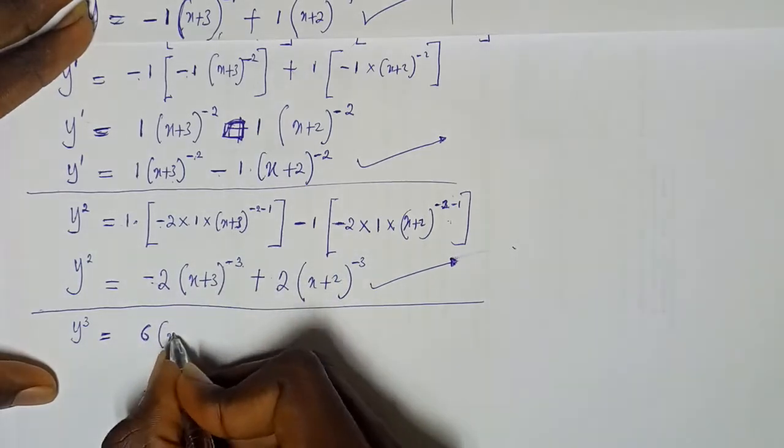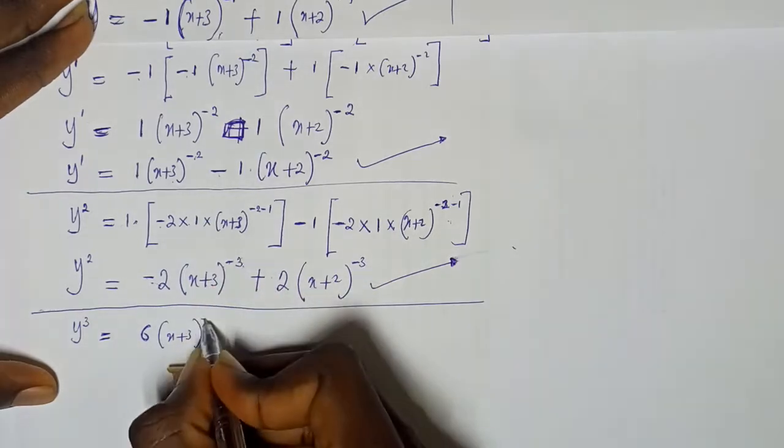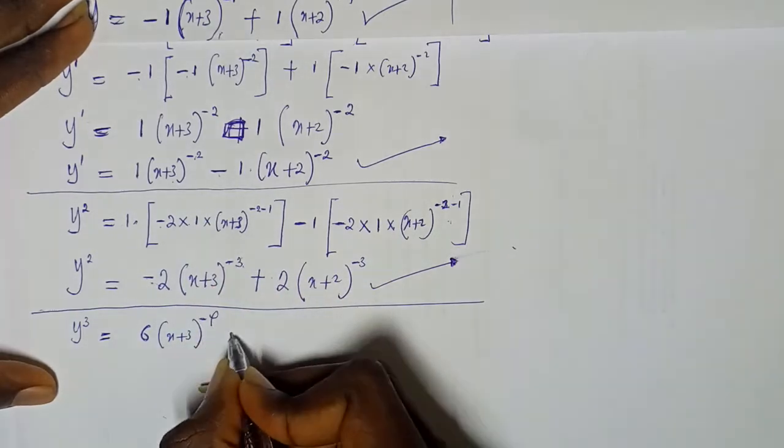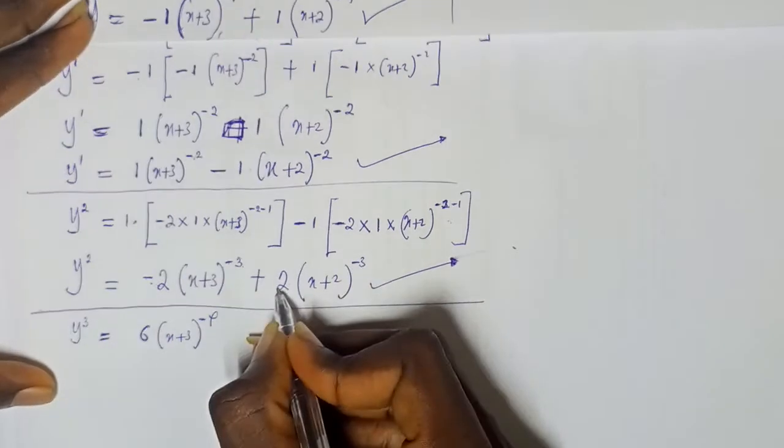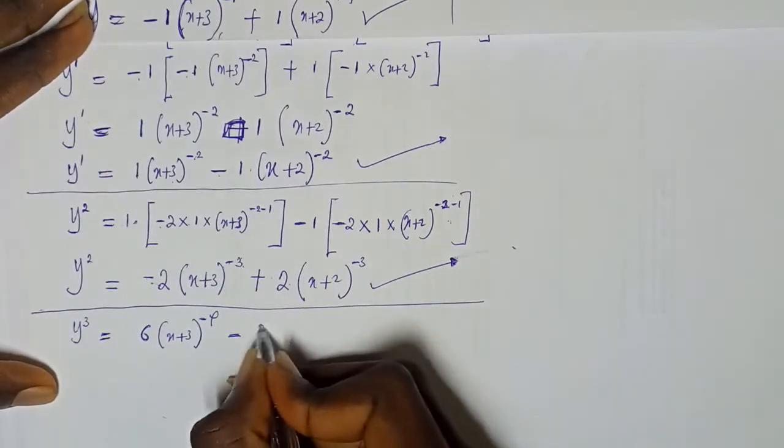Repeat everything back, which is x plus 3. Subtract 1, that's minus 4. Do you understand that? So that's how it works. Then the next thing here is minus 3 times positive 2. Minus 3 comes down when you differentiate. So that gives a negative 6.